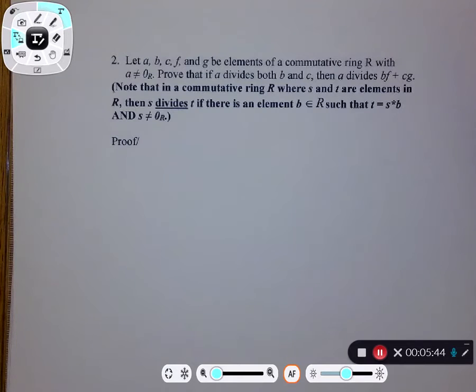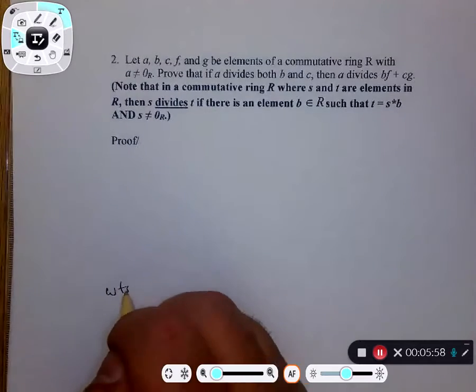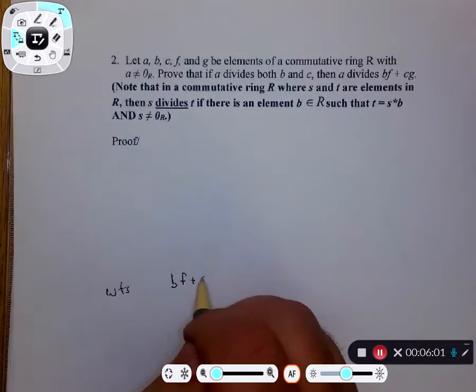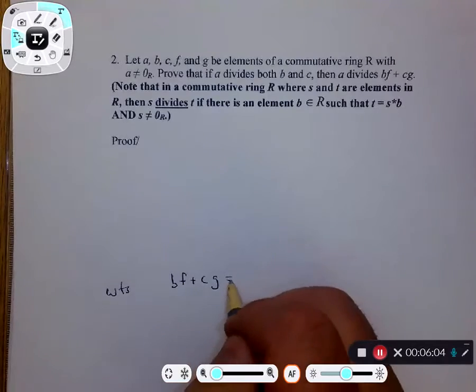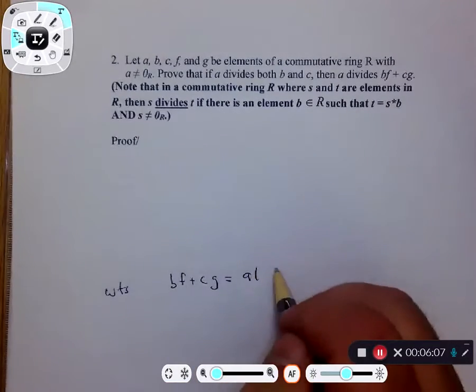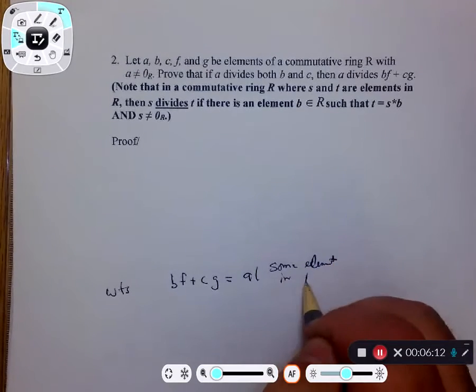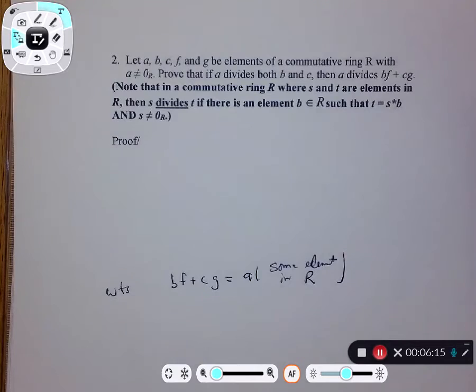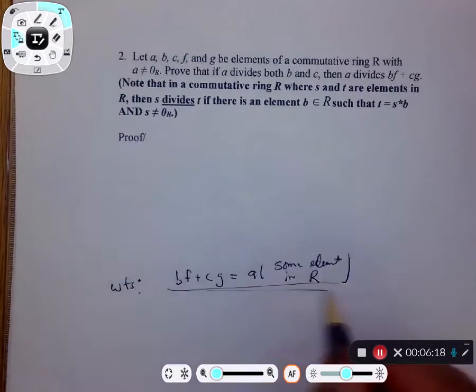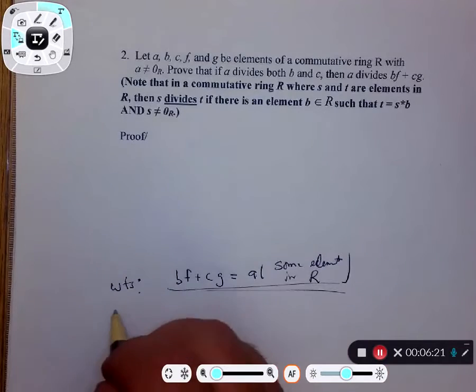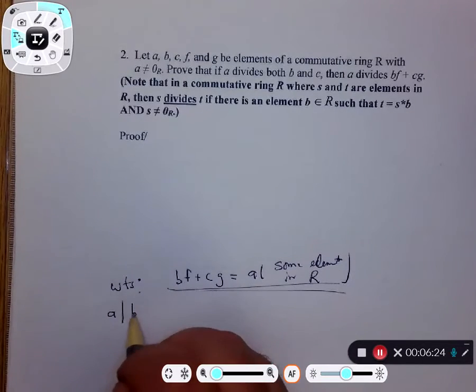Okay. Note that in a commutative ring, S and T are elements in R, and S divides T if there exists an element B such that T equals S times B, and S is not 0. So by definition, it divides again. So what I want to show is that B times F plus C times G is equal to, and I'm going to be able to factor out an A, A times some element in R. That's what I want to show. I've got to come up with that equation. Basically, that shows that A divides BF plus CG.